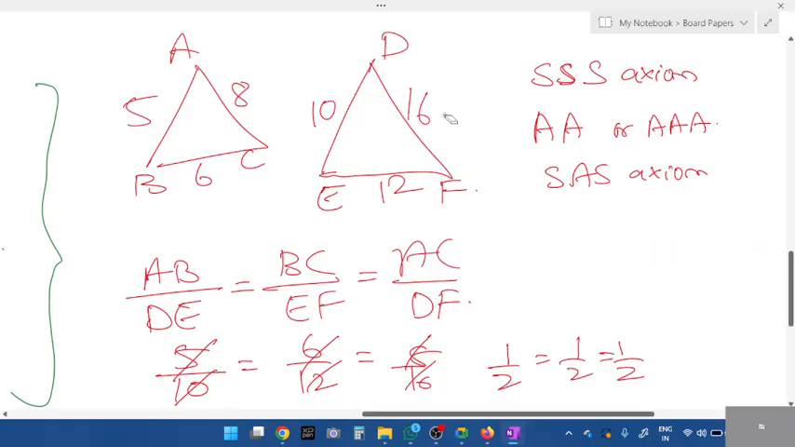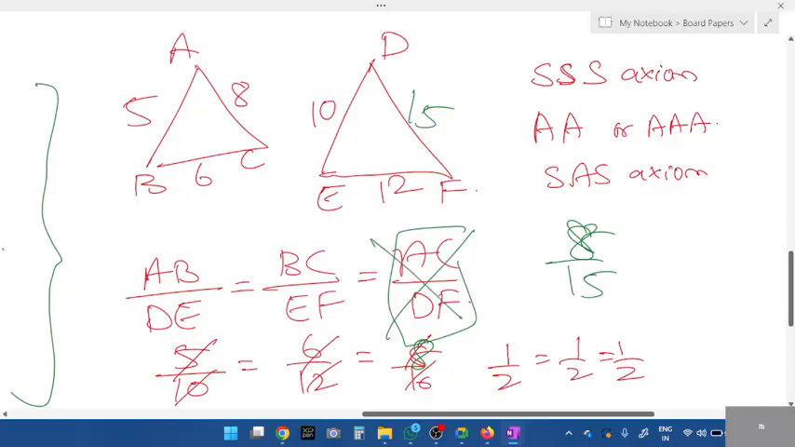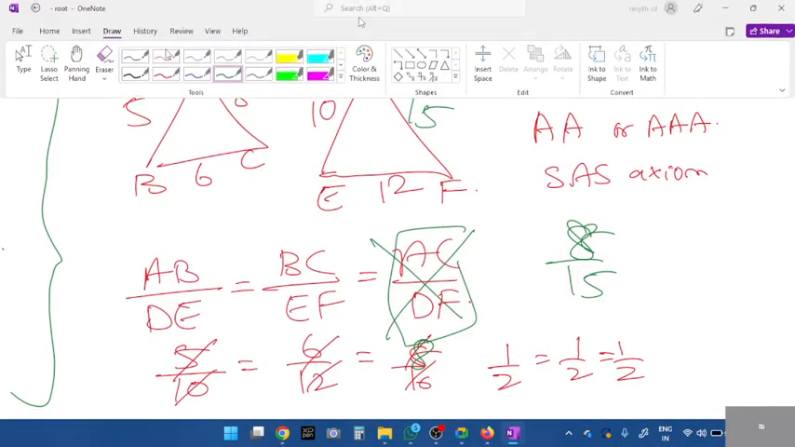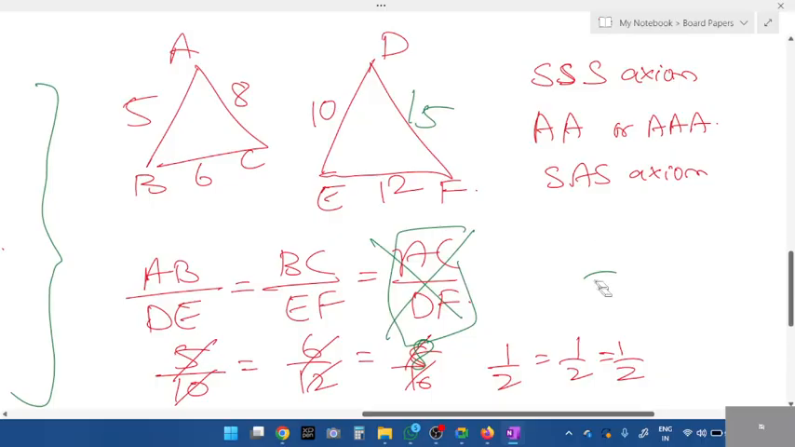Right? If one side is not the same, look here, 8 and I give 15 here. Now tell me, what is 8 divided by 15? Is it 1 by 2? Response, students. Is the third side proportional? This is not proportional, right? The third side is not proportional. Therefore, these triangles are not similar.